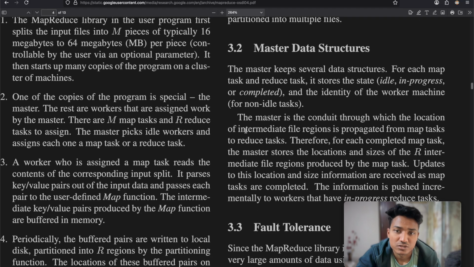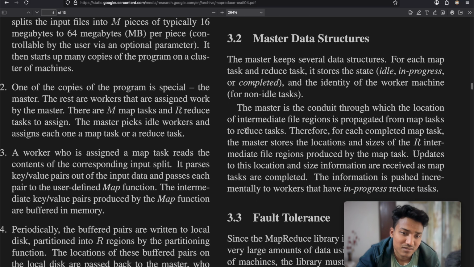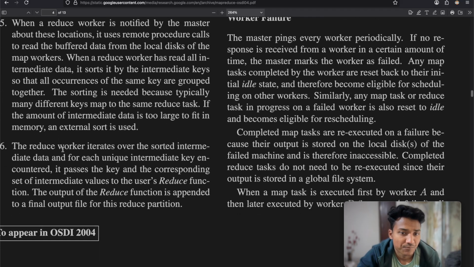Master data structure. So I think this is not only a problem of distributed systems, it also utilizes some concepts from data structures. Like taking the keys and sorting them so that all the same keys are bundled together, then we can just take the values and push them to the reduce function. So this is one of the concepts of data structures, right?